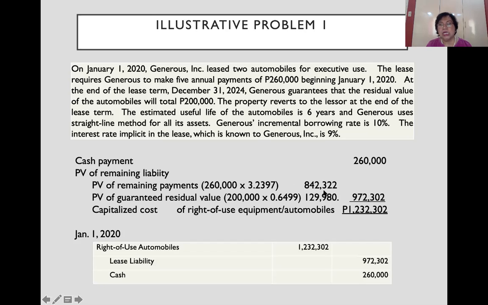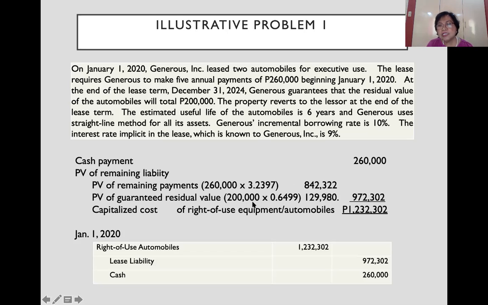842,322. Now, the lease liability and the asset will include also the present value of the guaranteed residual value. At the end of the lease term, there is an obligation by the lessee to return the asset at least with an amount of 200,000. Whether this is to be returned in the form of the physical asset or in the form of cash payment, that is an assurance that is made by the lessee.